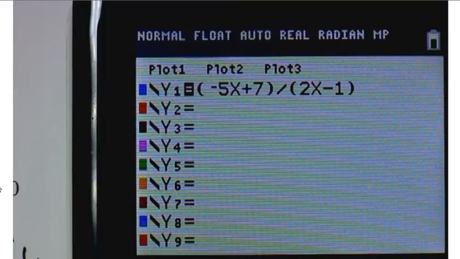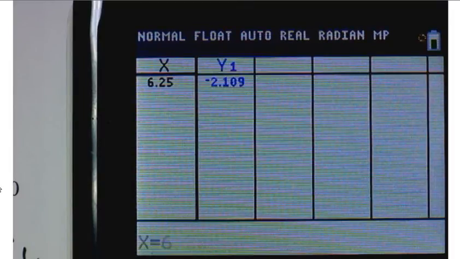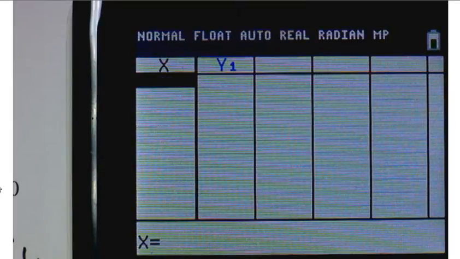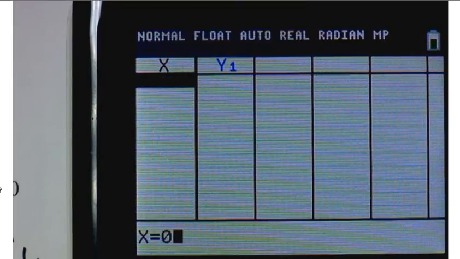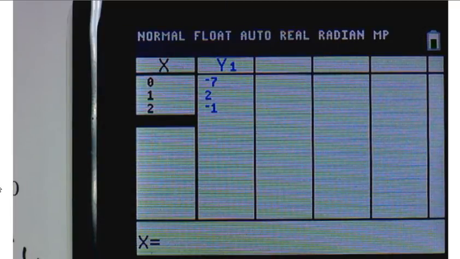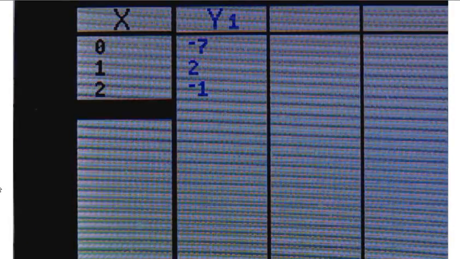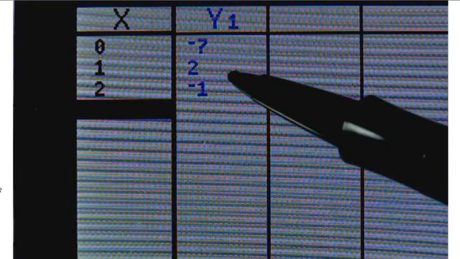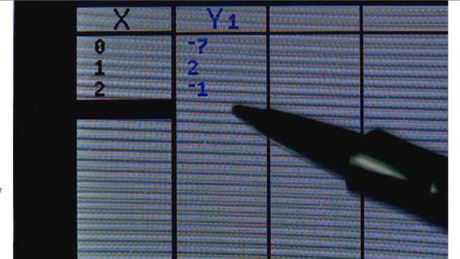From there, let's go to our table. I'll delete that old value there, and I'll type in my test points: 0, 1, and 2. Gil, what's the information that I need out of this? Good. So negative, positive, negative. All right, great. Let's write that down on our sheet.